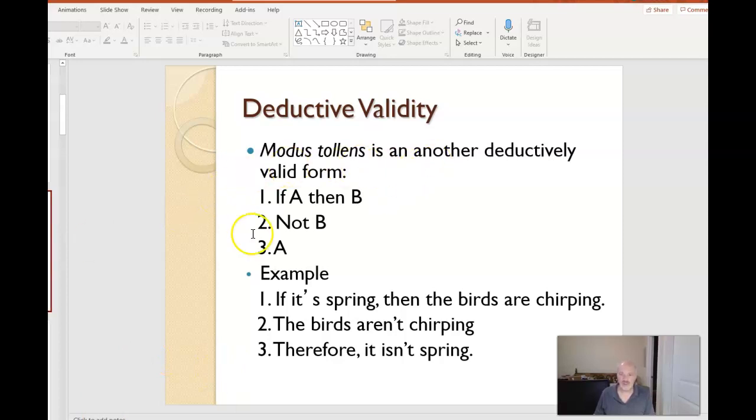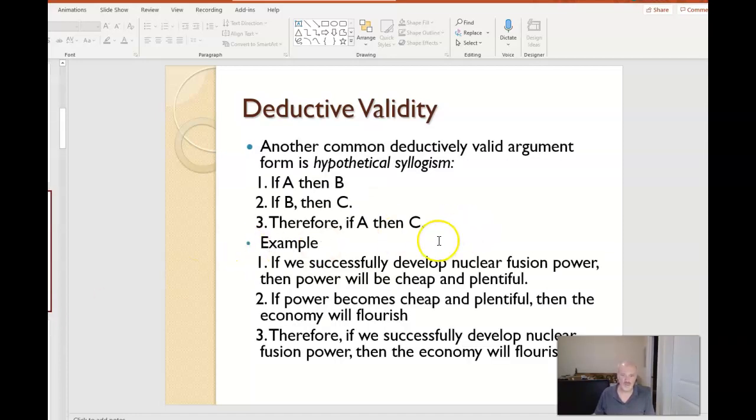Modus tollens is another deductively valid form. If A, then B, not B, therefore not A. So again, giving it content: if it's spring, then the birds are chirping. The birds aren't chirping, therefore it isn't spring. Hopefully that content shows you the validity of this, which is nothing more than meaning that the form is perfect, and if you pour truth into it, if the premises are true, then the conclusion is guaranteed to also be true.